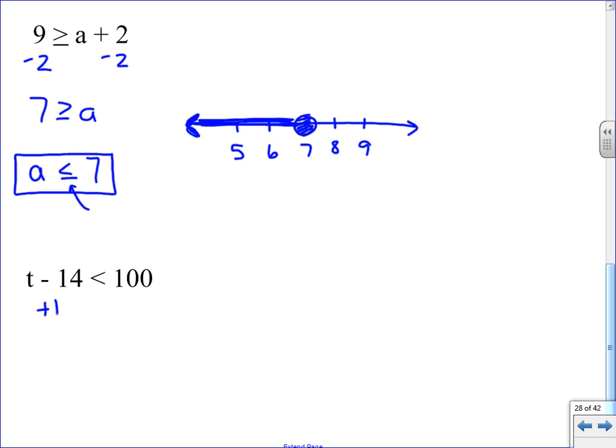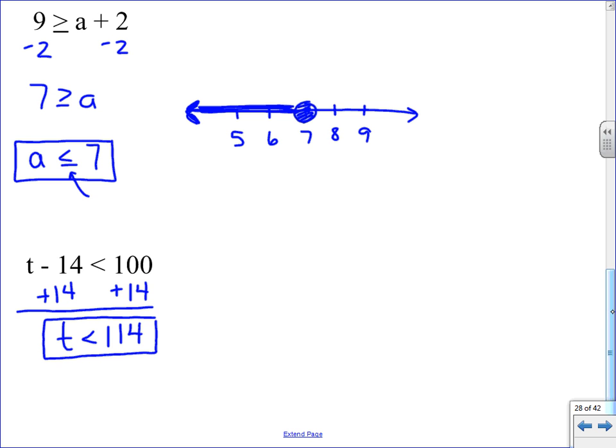And this time we're shading numbers that are less than or equal to 7, so numbers on the left. For the second one, we need to add 14 to both sides. So we get t is less than 114. The variable is already on the left, so we don't need to change it at all.